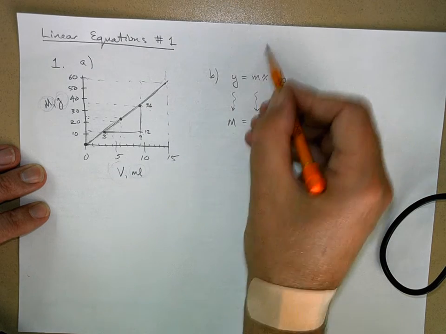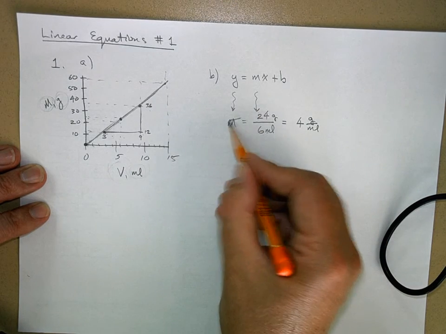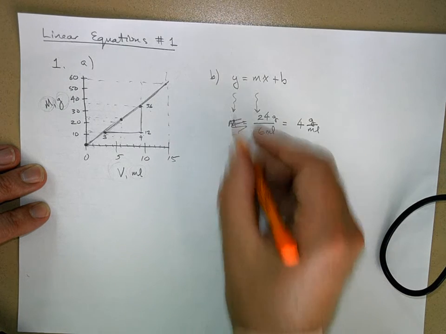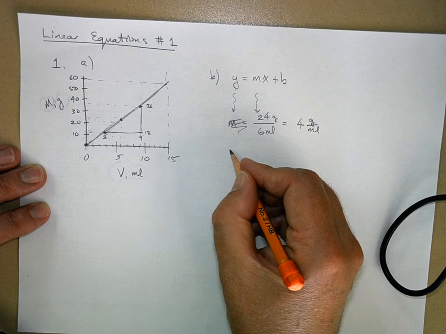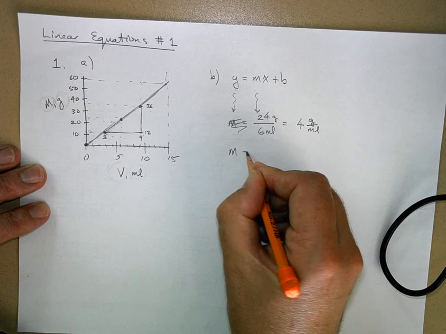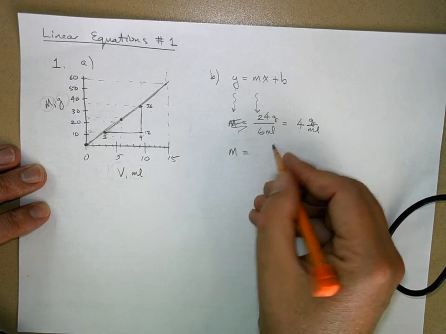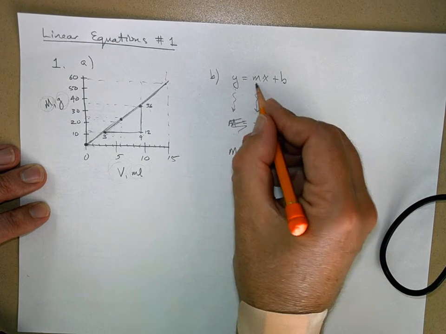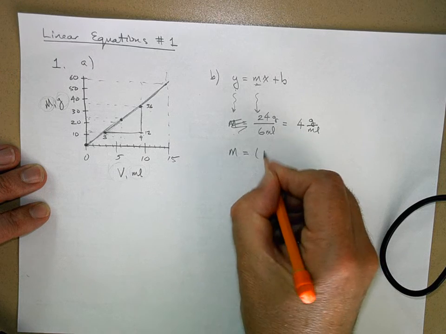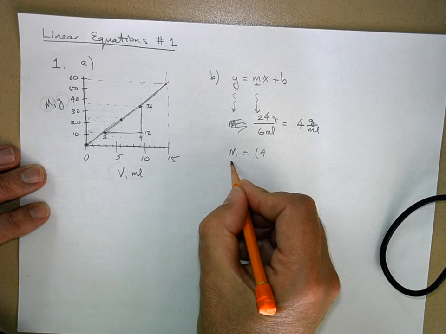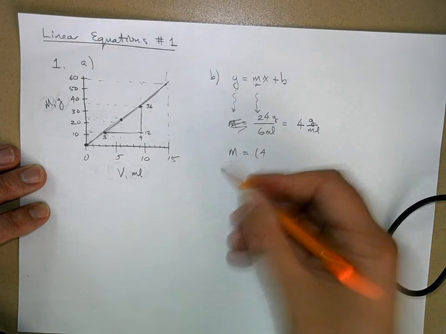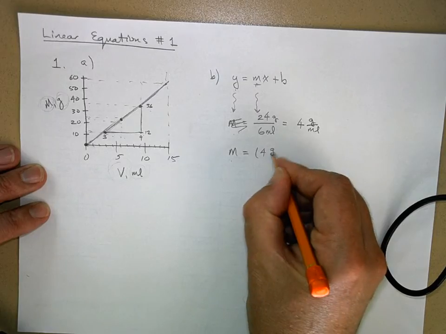I should have put this above it. But anyway, this is really the slope. So y equals m, where this little m represents slope. This m represents mass, and this m represents slope, so it depends on what you're looking at. Grams per milliliter.